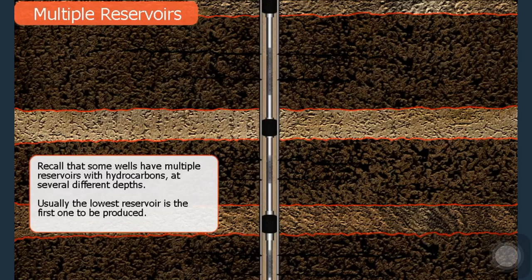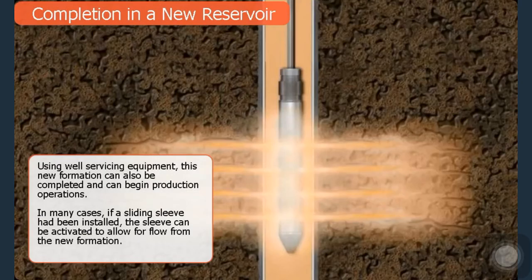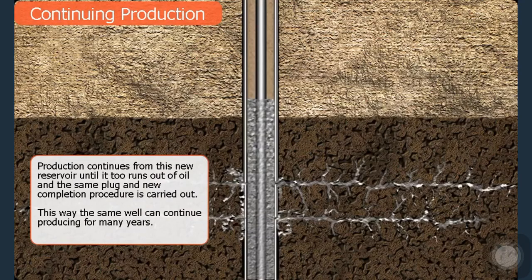Recall that some wells have multiple reservoirs with hydrocarbons at several different depths. Usually the lowest reservoir is the first one to be produced. Using well servicing equipment, this new formation can also be completed and can begin production operations. In many cases, if a sliding sleeve had been installed, the sleeve can be activated to allow for flow from the new formation. Production continues from this new reservoir until it too runs out of oil and the same plug and new completion procedure is carried out. This way the same well can continue producing for many years.